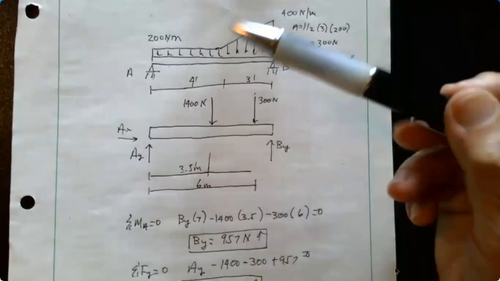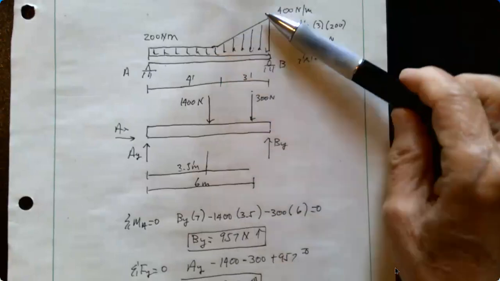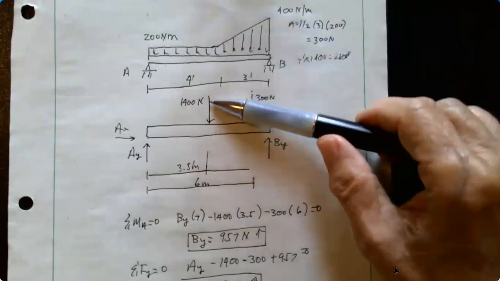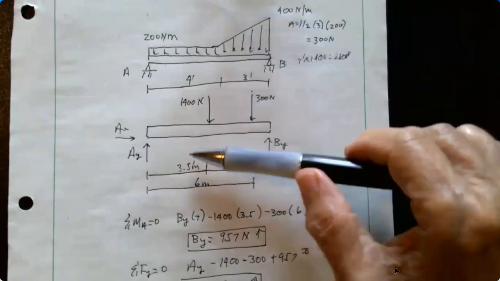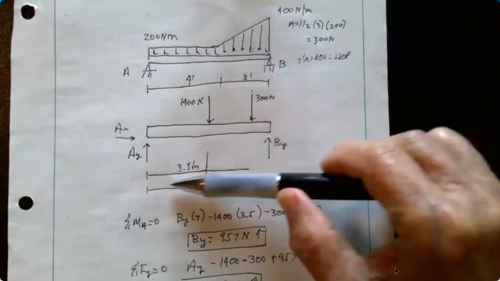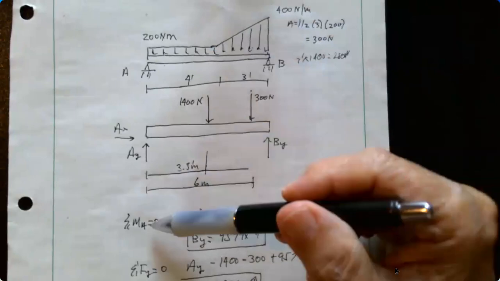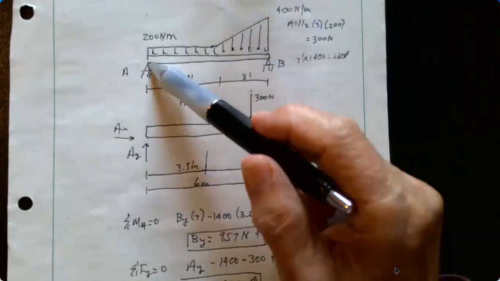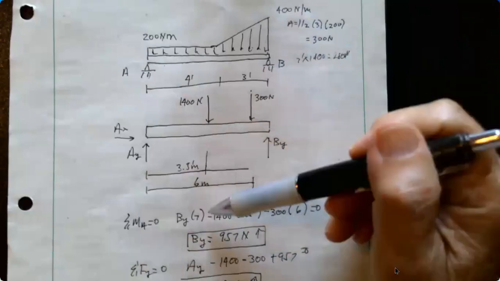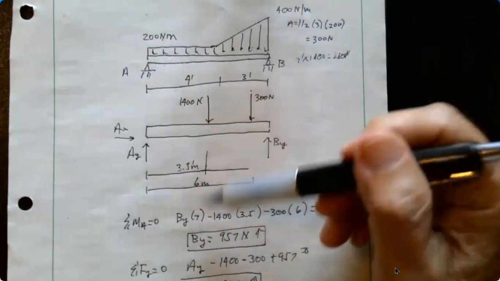So what I've done then is I've converted this uniform loading and this triangular loading part on top of it into 2 loads, 1400 newtons acting at 3.5 feet, and 300 newtons acting at 6 feet, its center of gravity. And you do a simple moment about either one of them. To start with A. Okay, simple moment about A, you get B sub y. Simple calculation. And then you can sum forces in the y, you get A sub y.